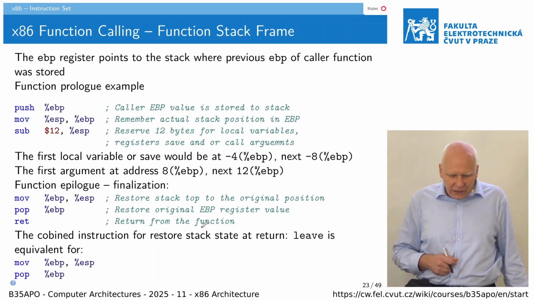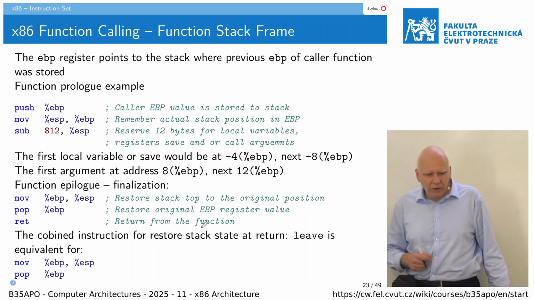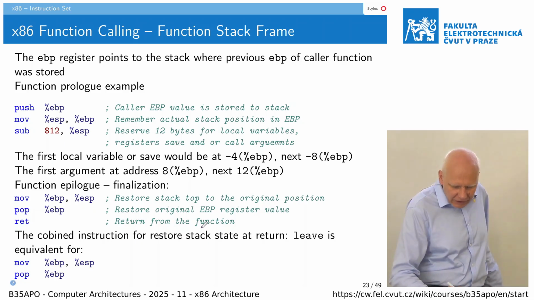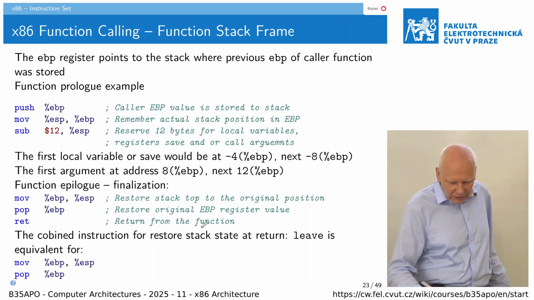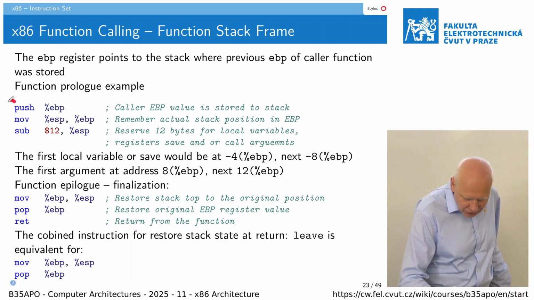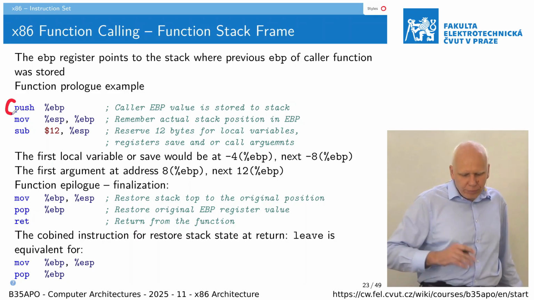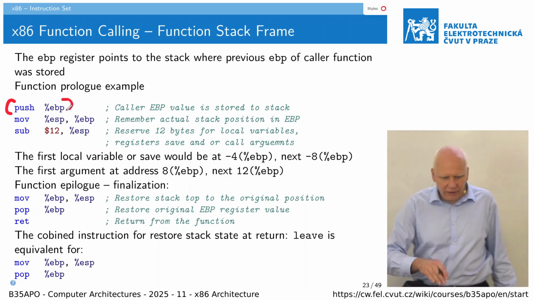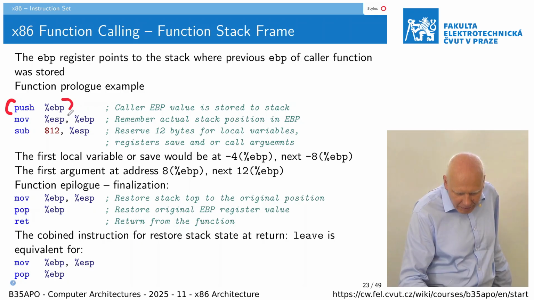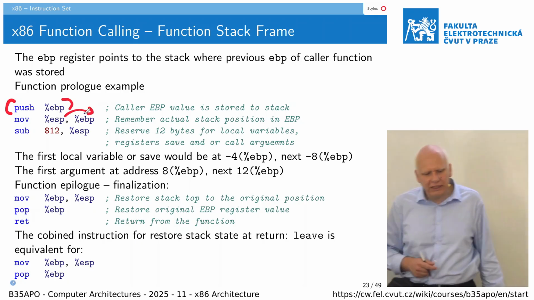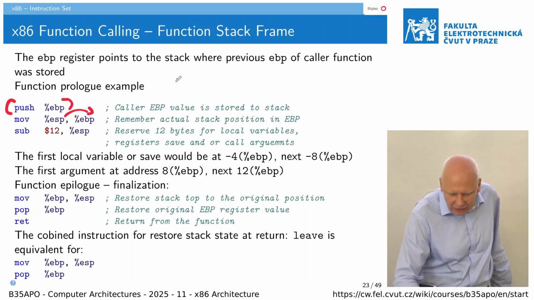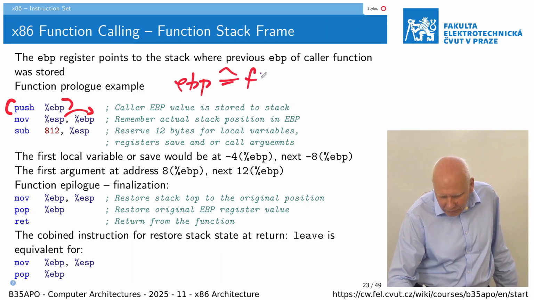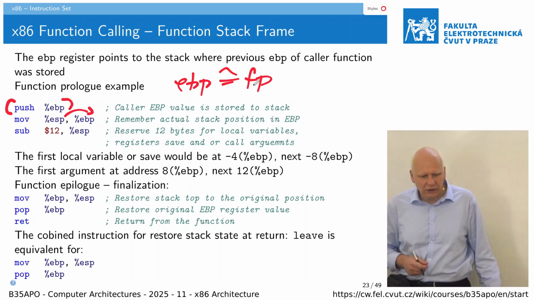And if we look at examples of how the stack frame is built, then usually, if we use a stack frame, the function prolog starts with pushing the previous value of EBP to the stack. Then we remember the ESP value in EBP. In this case, EBP is in fact equivalent to the frame pointer on the RISC architectures.